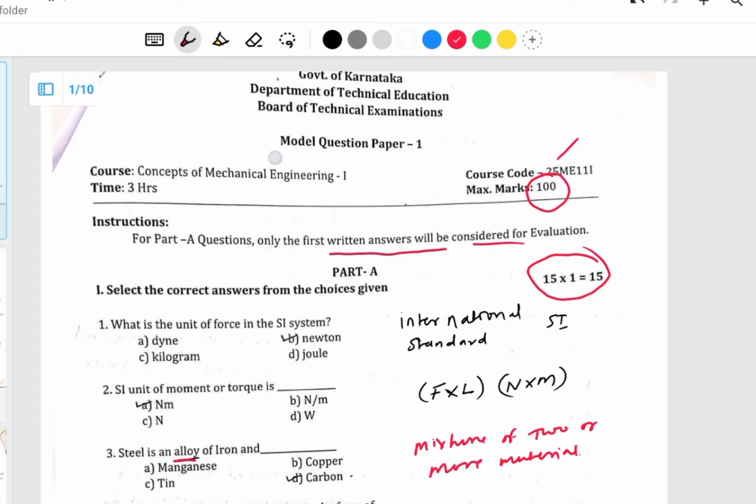So this is the first model question paper. Let us start, and I have explained in the first video itself how many questions you have to attend and what kind of answers you need to write.